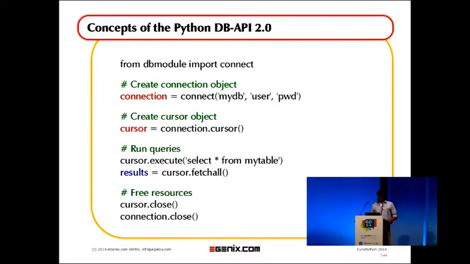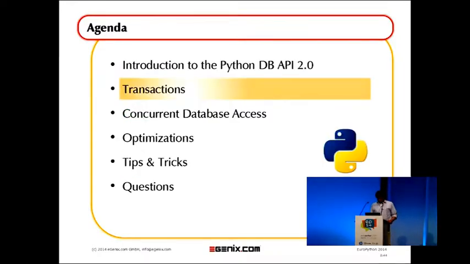So this is how a typical application looks like that uses the DB API. So first you import your module, you get the connect API from that module, you open a connection, you pass in the database name, the username, and the password. Then you create a cursor object on the connection object, and you run your queries on the cursor object. And finally, you free the resources by closing everything again. So that was a very, very short introduction to the DB API.